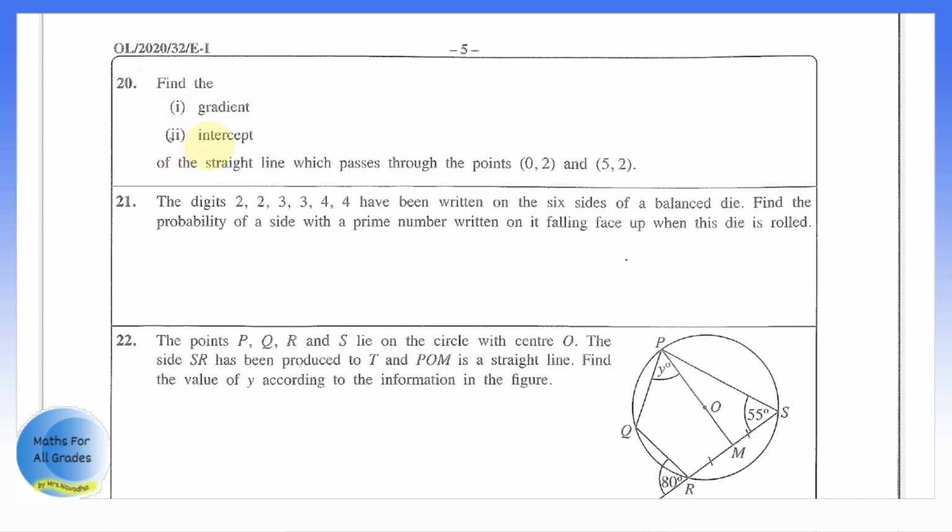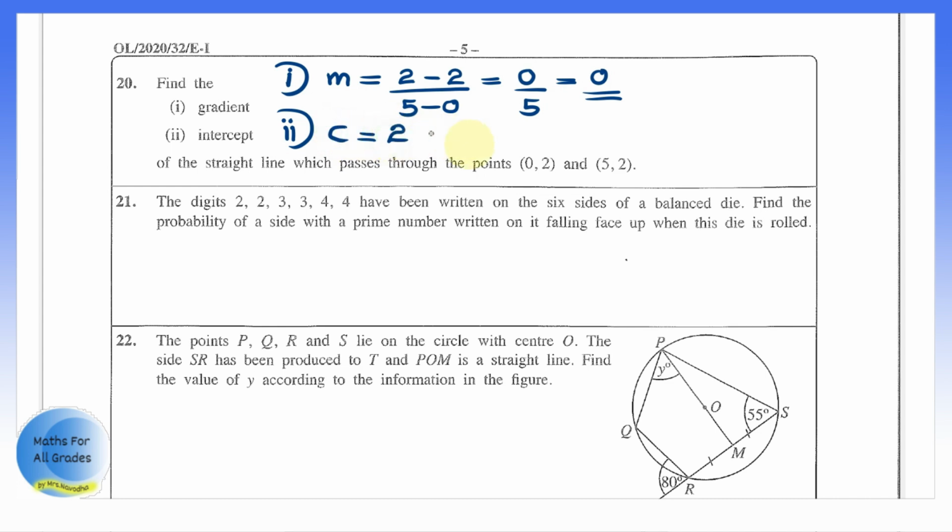Question number 20. Find the gradient and intercept of the straight line which passes through the points (0, 2) and (5, 2). Let's find the gradient first. Gradient equals the difference of y coordinates over the difference of x coordinates. 2 minus 2 equals 0, 5 minus 0 equals 5. Zero over anything equals 0. Now the intercept. The intercept is 2 because here the x coordinate is 0. When the x coordinate is 0, the graph line cuts the y-axis at the point 2, and that's the intercept.